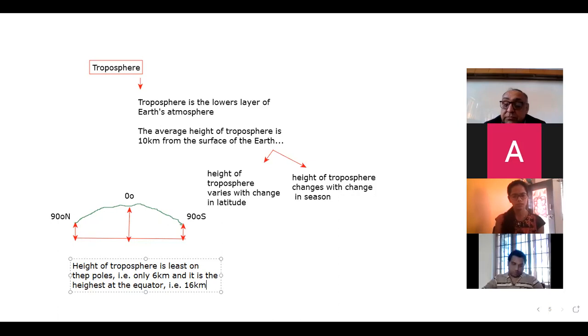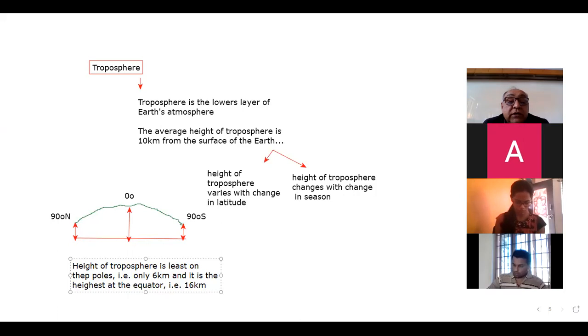So this point is important. Please bear in mind that the height of the troposphere increases from poles towards the equator and decreases from the equator towards the poles. It is maximum at the equator, 16 kilometer, and minimum at the poles, only 6 kilometer. Why does this phenomenon exist? The reason is that there is more warmth, high temperature, on the equator.